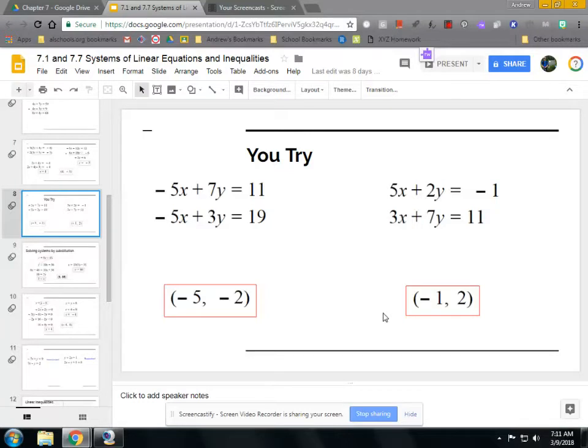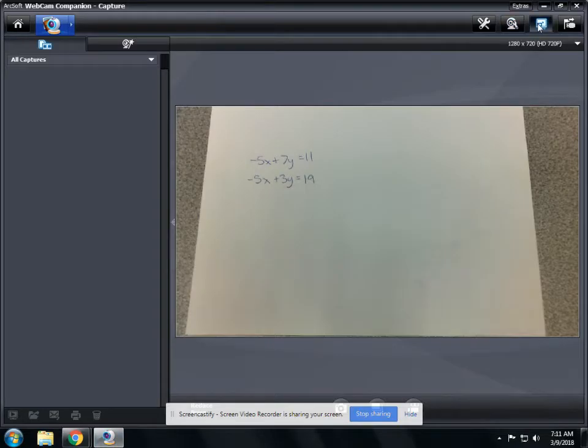So we've got some examples here that I've asked you to try using the elimination method or using the addition method. I'm gonna do these on paper then. So I'm gonna start with the one on the left, negative 5x plus 7y, negative 5x plus 3y. Move over to the document camera here.